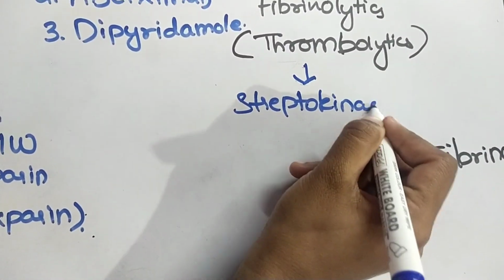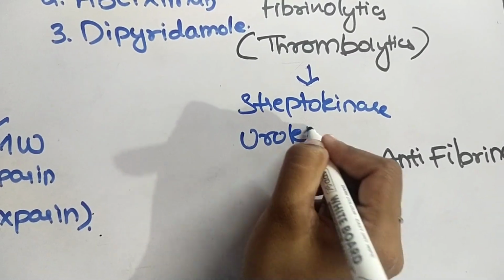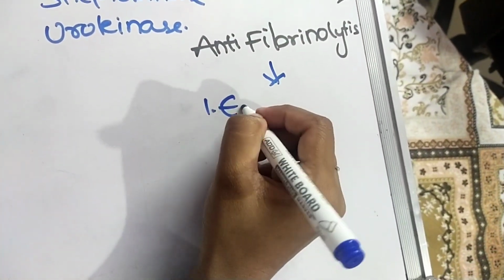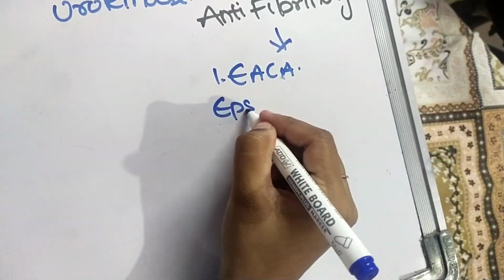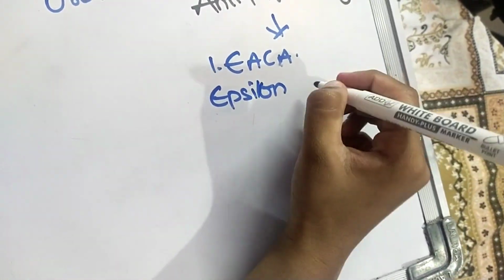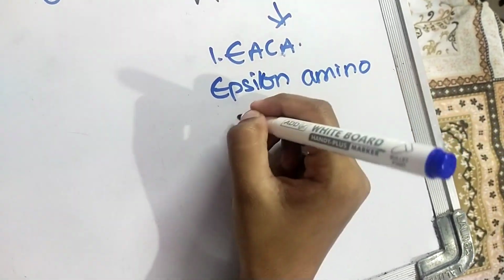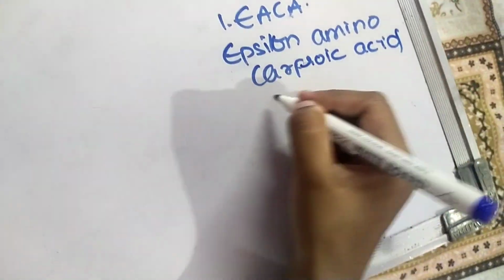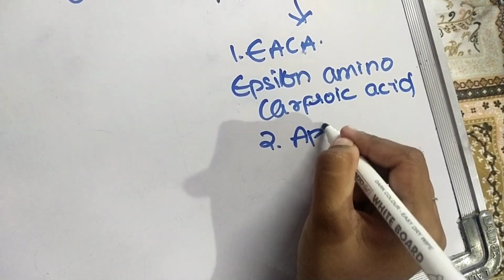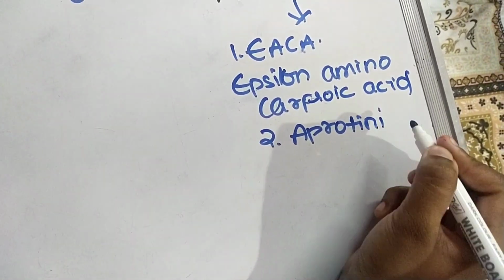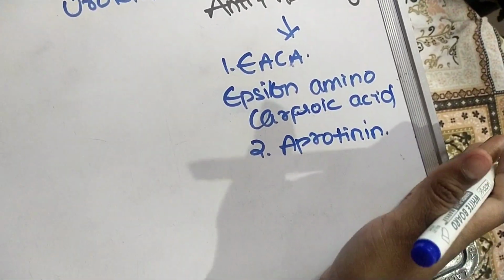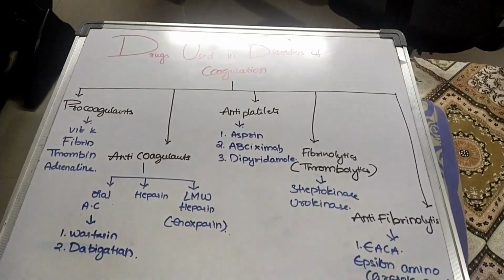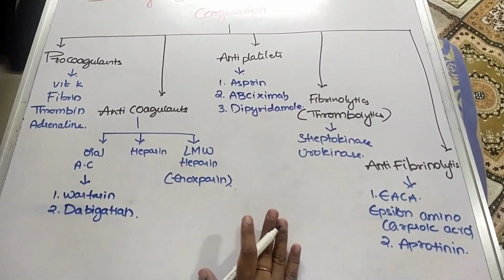In fibrinolytics, also called thrombolytics, we have streptokinase and urokinase. And in antifibrinolytics, we have EACA, which is epsilon amino caproic acid, and the second one, aprotinin. So these are antifibrinolytics. In total, this is a flowchart of drugs used in disorders of coagulation.